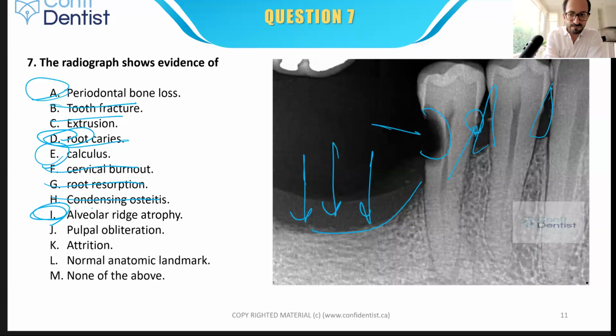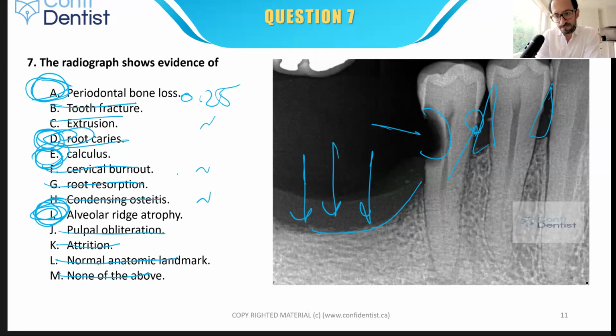And no pulpal obliteration, attrition, no normal anatomic landmark. So answers are A, D, E, and I. 0.25 each.